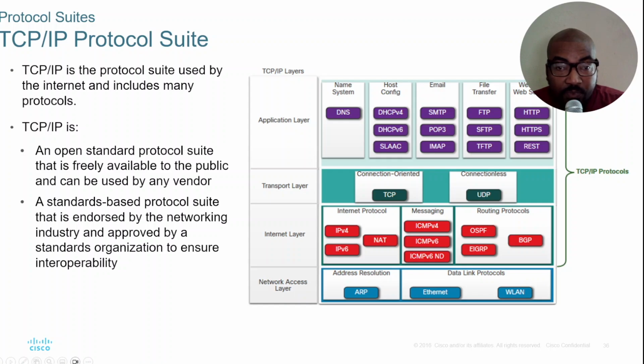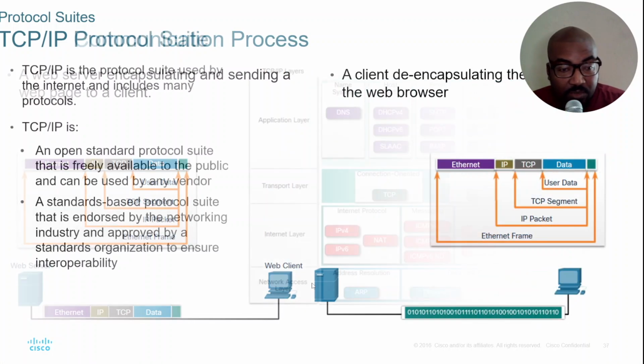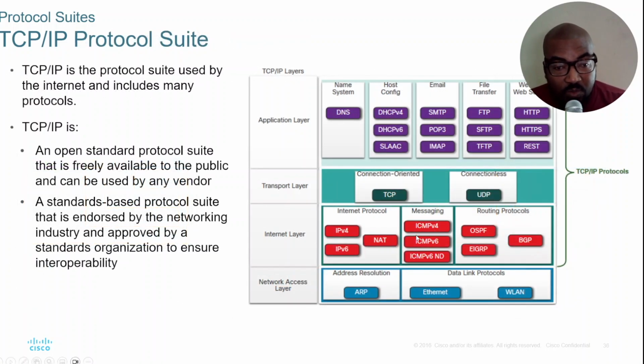So this is essentially all the different protocols that work within TCP/IP, and we will go through a couple of these. At the network layer, we have ARP, Ethernet, and wireless local area networks. At the internet layer, we deal with a lot of IP addressing, IP version 4, and network address translation, which we will get into in later videos. Messaging and routing protocols. Then the transport layer is kind of how that connection is established to transport everything that needs to get there.